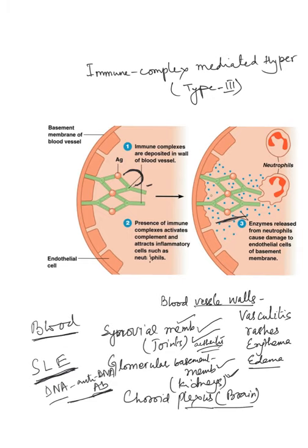Okay, so you have to remember that type 3 hypersensitivity happens because of the deposition of immune complexes in various organs, and these immune complexes are not removed. Neutrophils try to remove them, they try to phagocytose them, but they fail. And since they release a lot of granules, which are rich in proteases and other enzymes, they can damage the nearby tissue and hence lead to different types of diseases.